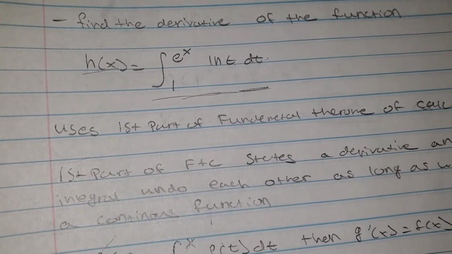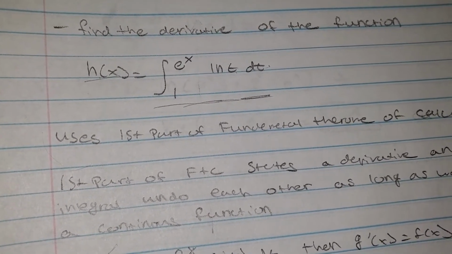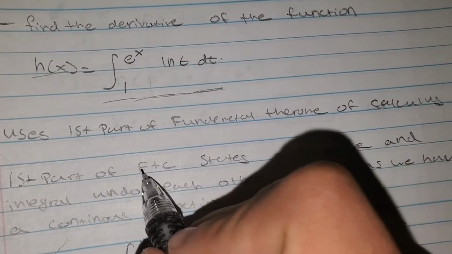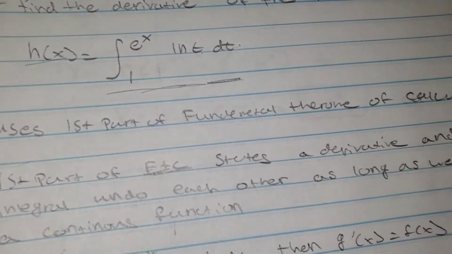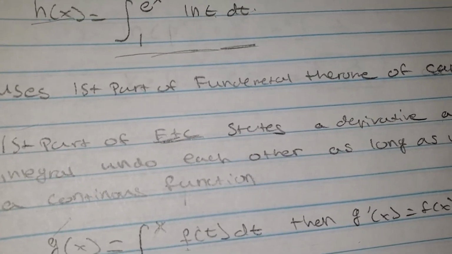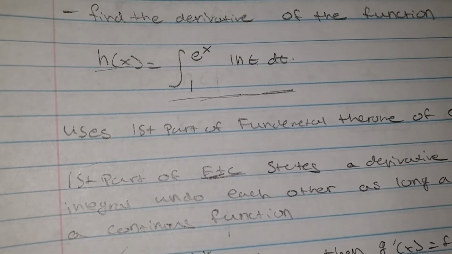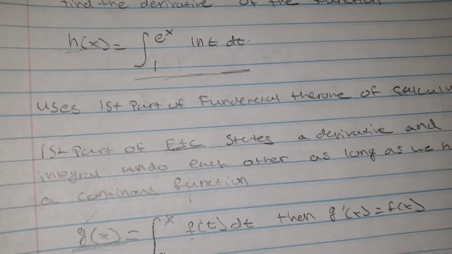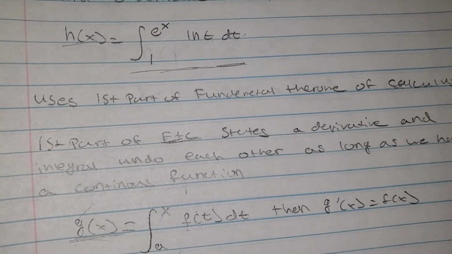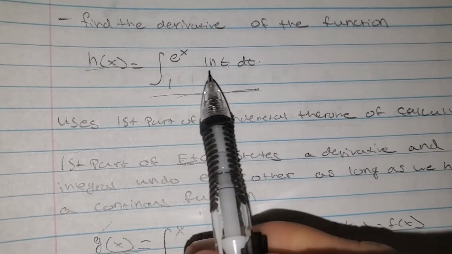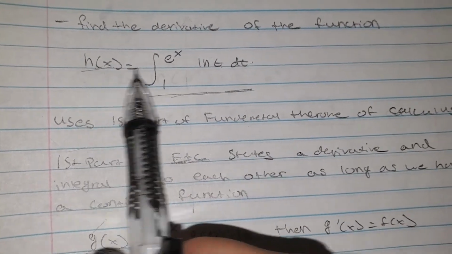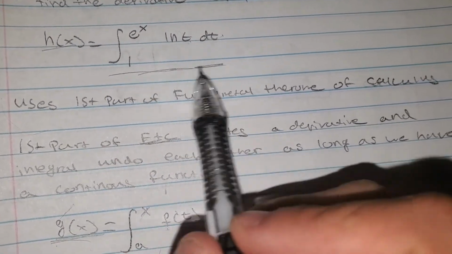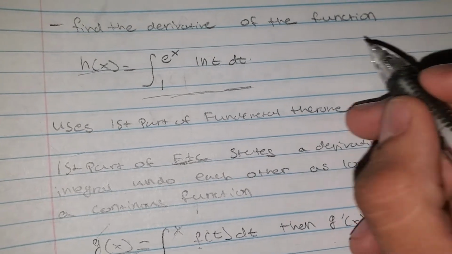So the way we do this is we apply the fundamental theorem of calculus, or in common terms, FTC. Okay, and so we use the first part of the fundamental theorem of calculus, and what it means, essentially in a nutshell, is summarized in this paragraph that I wrote out for you guys. As long as we have a continuous function in here, the derivative undoes the integral, and vice versa.